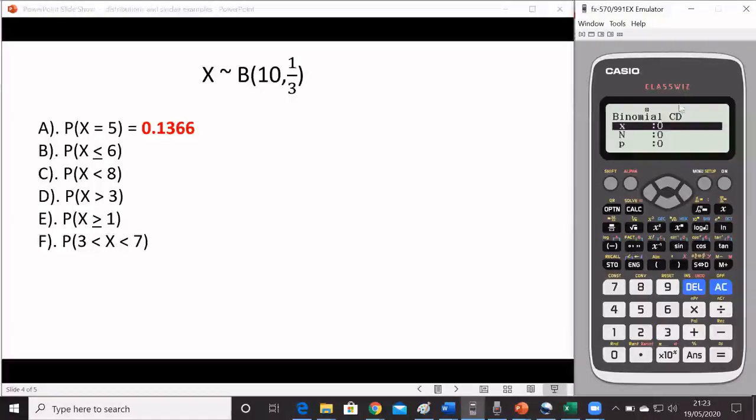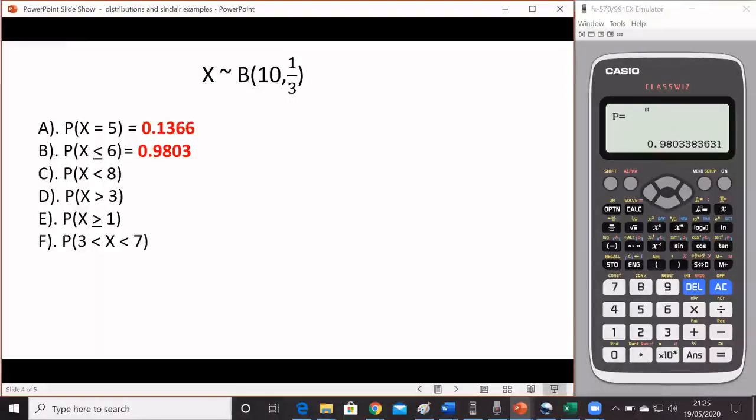Again, you go to variable. This time, because you're in binomial CD, the x you're looking for is not an exact amount of successes. It's all the successes up to and including that point. So if you have x less than or equal to 6, and you put in 6, you're not looking for 6 successes. It automatically accumulates, hence CD stands for cumulative distribution. So it's working out probability x is less than or equal to 6. Once again, you put in N, which is 10, and P, a third. And there we have it, 0.9803.